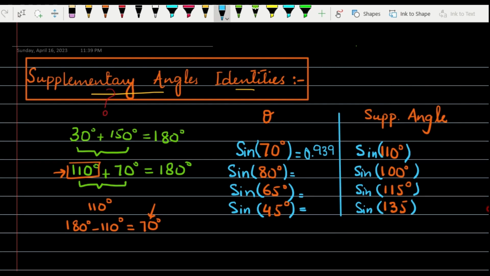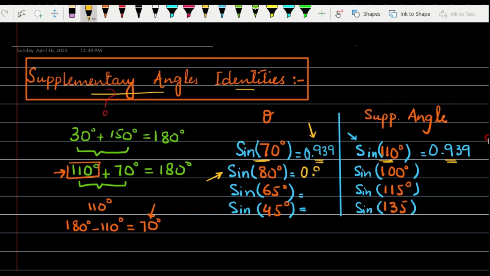Alright, now it's perfect. So what is the answer of sine 110? Sine 110 is giving us the same answer, 0.939. Means the answer of sine 70 and sine 110, we are getting the same answer. You can just observe here. So let's check this with sine 80. Are sine 80 and sine 100 giving us the same answer?